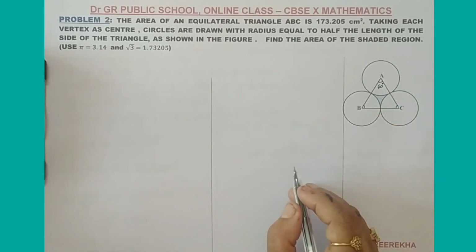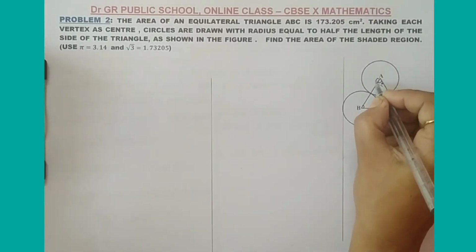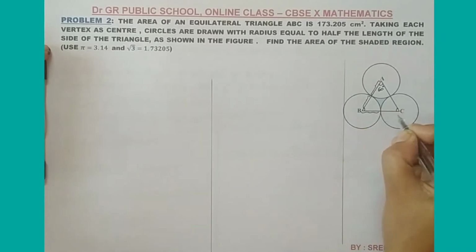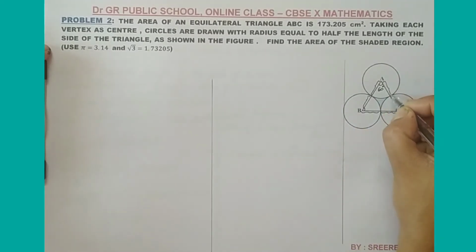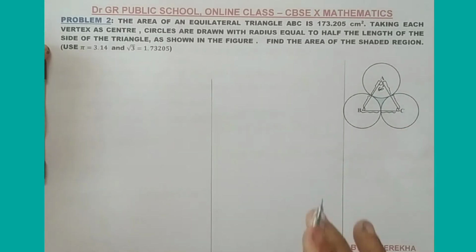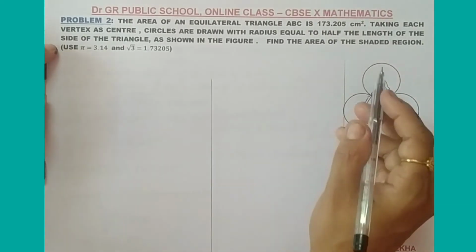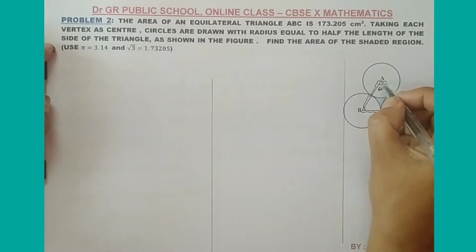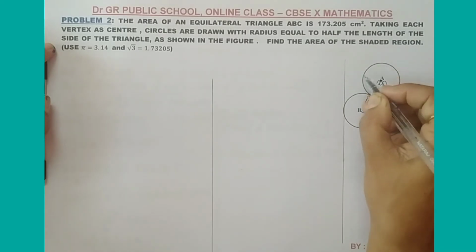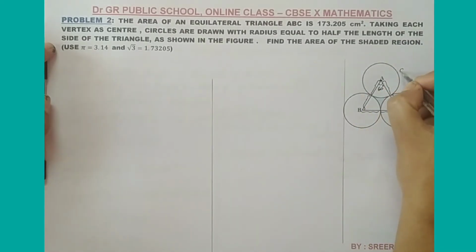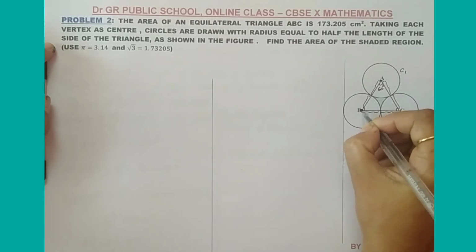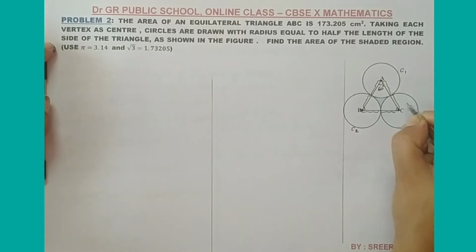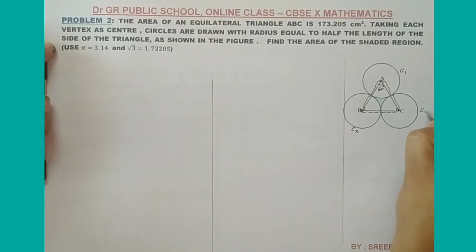Let a be the side of this triangle. All the sides are equal to a. That is what we mean with the equilateral triangle. Okay, leave it there. The condition given is that taking each vertex as center, taking A as the center, one circle is drawn here. Taking the vertex B as center, another circle is drawn here. Taking the vertex C as center, the third circle is drawn here.